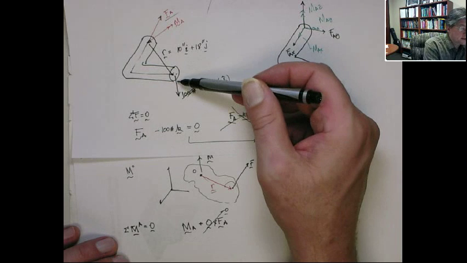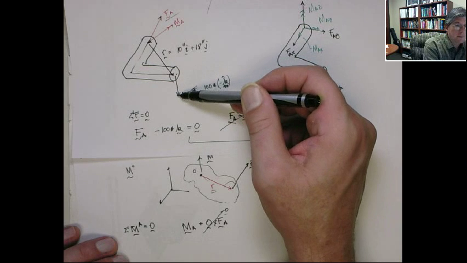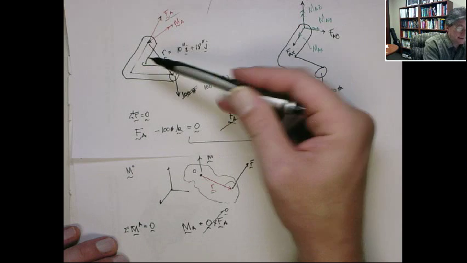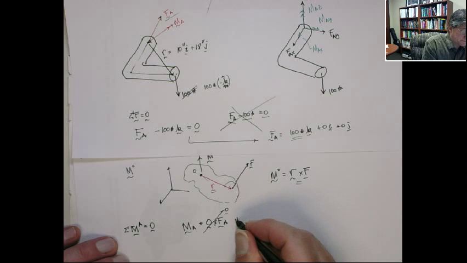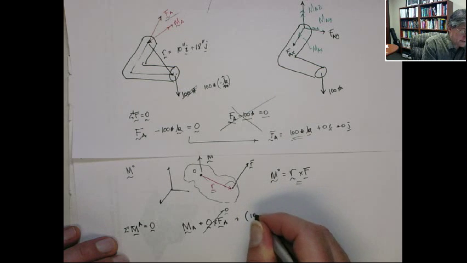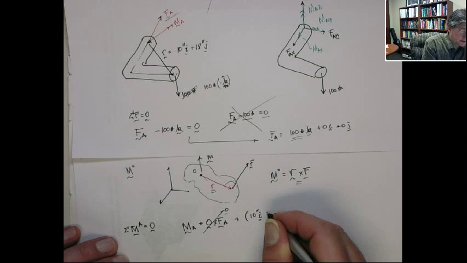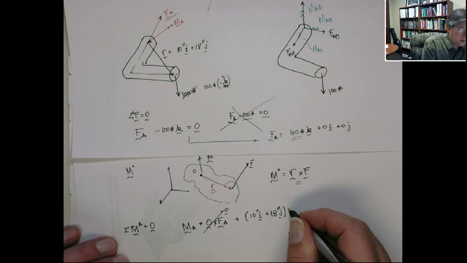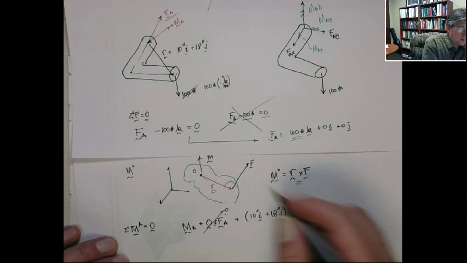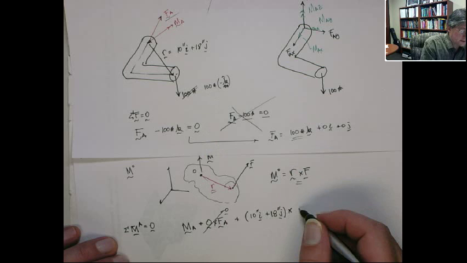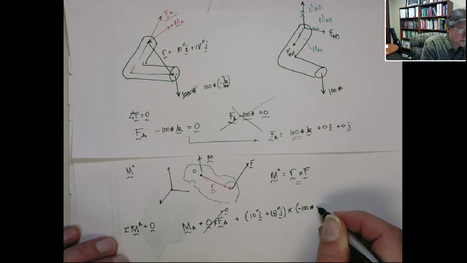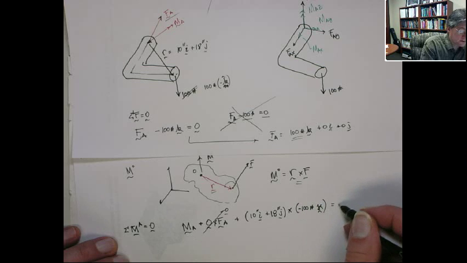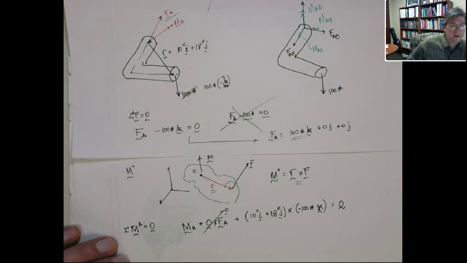So the moment that it develops from this force about point A is going to be R, which is 10 inches in the I direction, plus 18 inches in the J direction, cross the force, which is minus 100 pounds in K direction. That has to equal 0. Don't forget the wiggle on the 0.